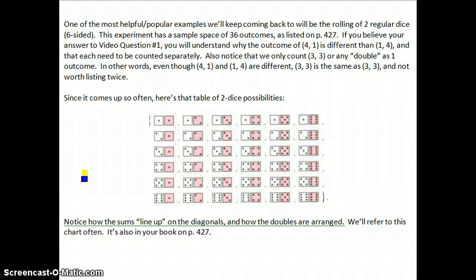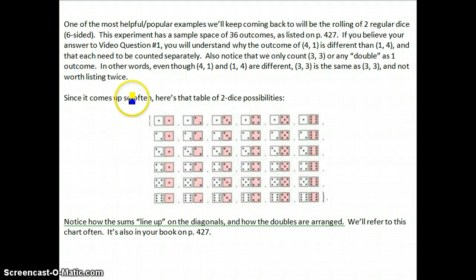Just like we did with the coins, if we're talking about the possibility of a 1 and a 1, of 2 double ones being rolled, that's one possibility. I don't really have to list that backwards because a 1 on one die and a 1 on the other one requires both of them to be 1, and there's only one way that can turn out.